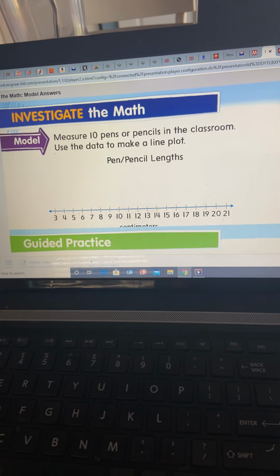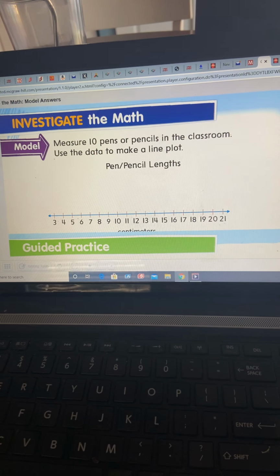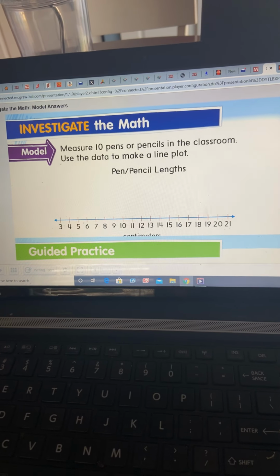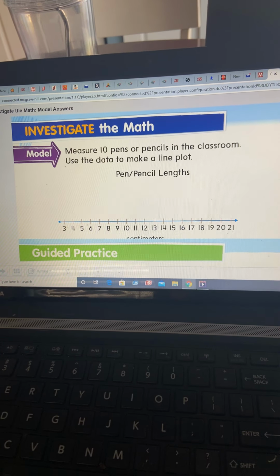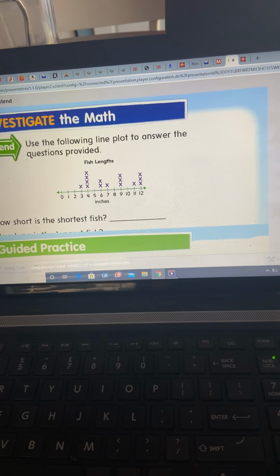If you measure a pencil and it measures 11 centimeters long, you'll put an X above the 11 because that's how big it was. And you'll keep doing that until you fill your line plot with X's. So we're going to show you an example on the next slide.